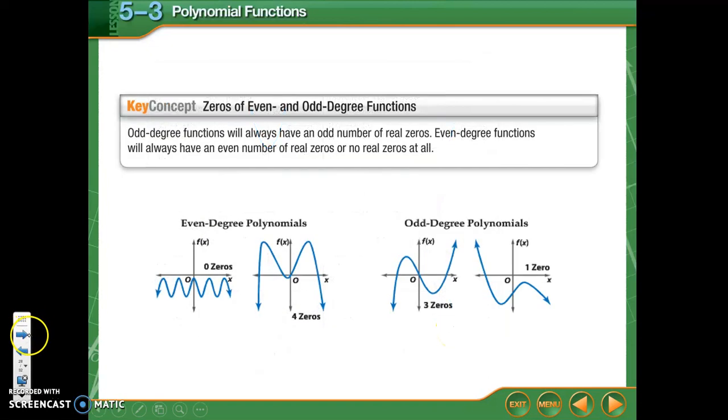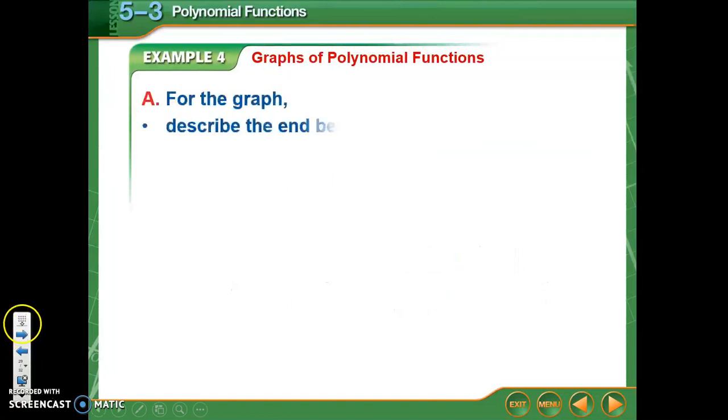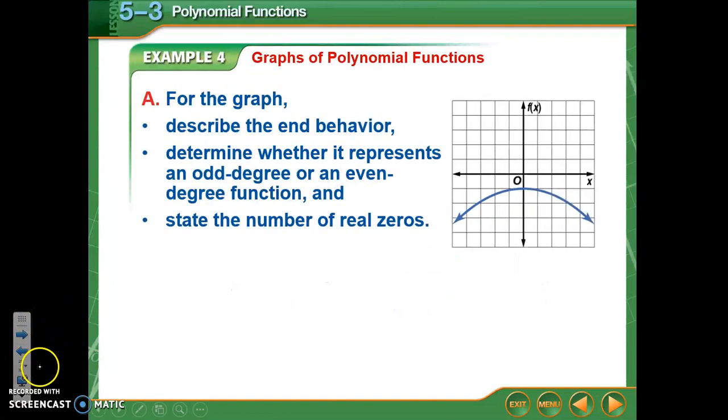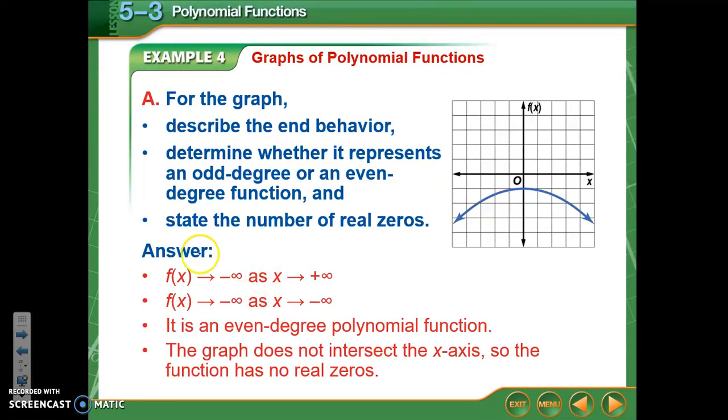So let's look at one example real quick. Graphs of polynomial functions. Take a look at this graph. And here is how we would describe the end behavior. This is even because both ends go in the same direction. y is going to negative infinity as x goes to positive or negative infinity, and it never touches the x-axis, so it has no real zeros.